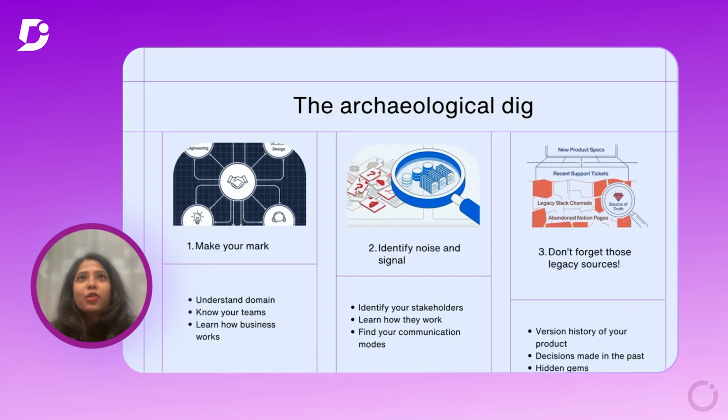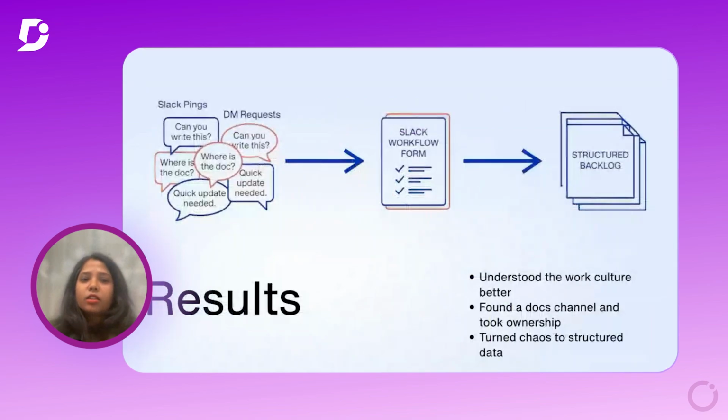Something that you all should not forget is to go through the version history of the product so that you understand the legacy, how it evolved, and what kind of decisions were made in the past. This will also help you not try to test something that was already tested in the past. As a result of all of this, something that came out very useful for me is how the work culture is set in different organizations.